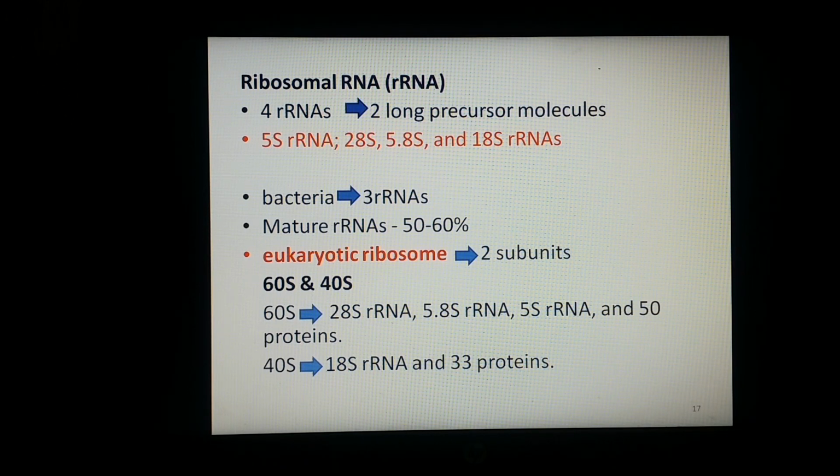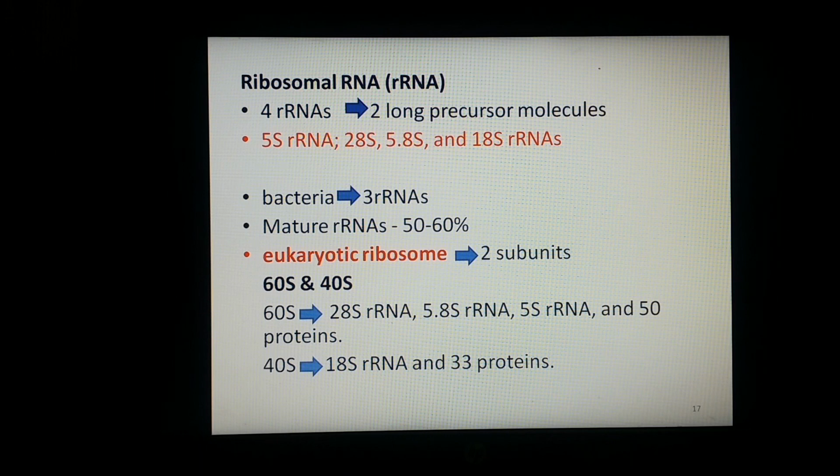However, in bacteria there are 3 ribosomal RNAs, and they are all transcribed in one long precursor molecule that is later cleaved into the individual ribosomal RNAs. Some of the bases of pre-ribosomal RNAs are methylated for added stability as well, and mature ribosomal RNA makes up 50 to 60% of each ribosome. Some ribosomal RNA molecules are purely structural, whereas others have catalytic or binding activities. So these were the characteristics of ribosomal RNA.